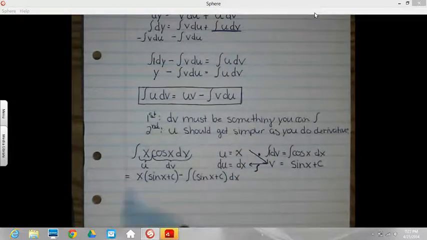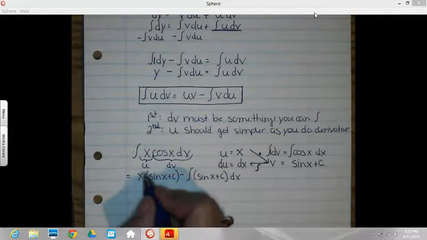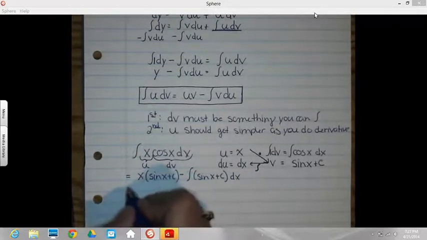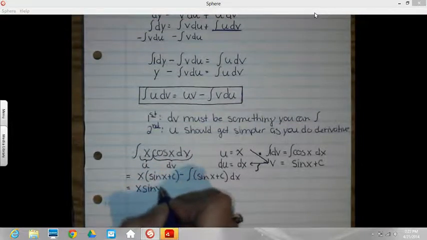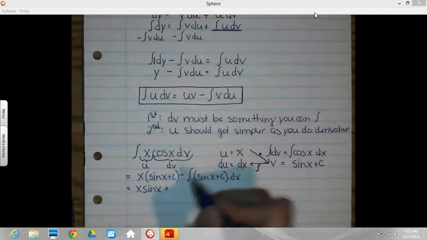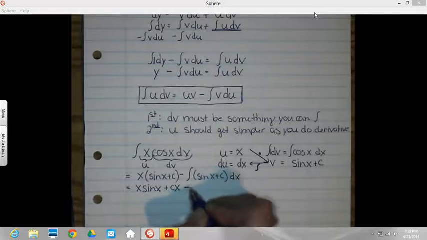I still have an integral here. I'm going to distribute my x, though. So I get x times sine x plus x times c, cx, minus, I've got two terms in here, so I'm going to use brackets or parentheses, doesn't matter.